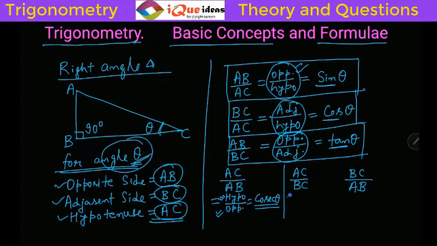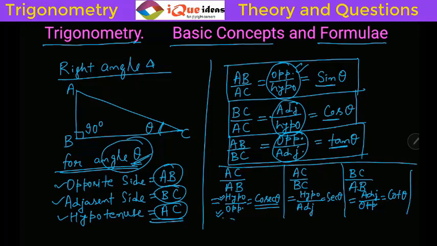Similarly, this AC upon BC, this is for angle theta. If you look closely, it is hypotenuse divided by BC, the adjacent side. And this is defined as sec theta. And this BC upon AB is defined as adjacent side upon opposite side, and this is defined as cot theta, right? So the basic definition of all the trigonometric ratios we have identified.